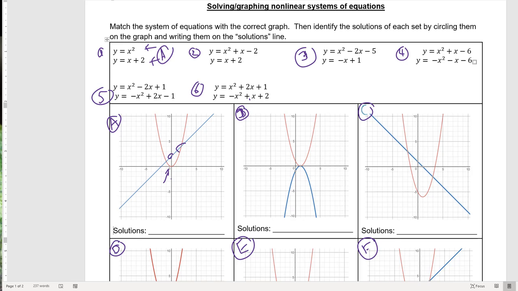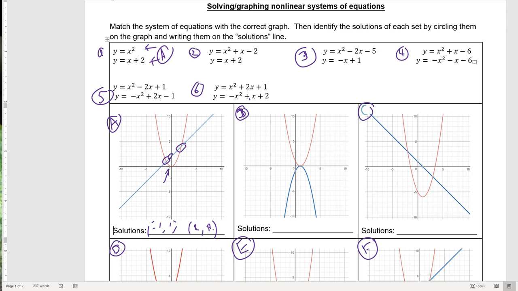It says to circle the solutions and then write those on the line as a coordinate pair. So the solution to the left looks like (-1, 1), and the solution to the right is (2, 4). Handwriting is not so good on this screen. So that's what you do with these two problems.